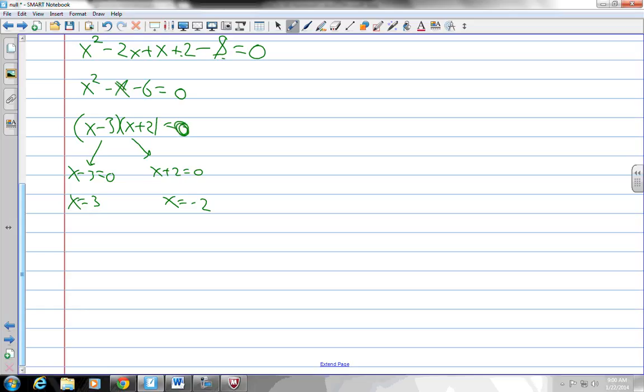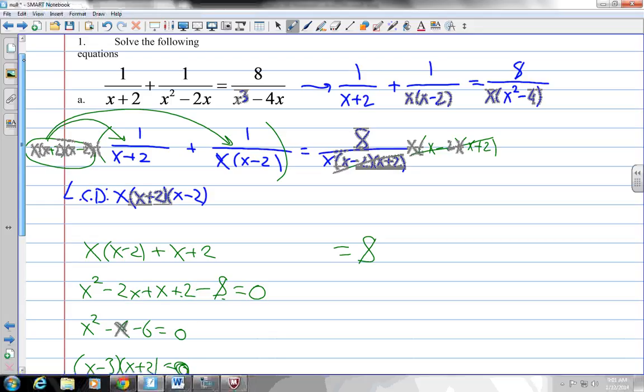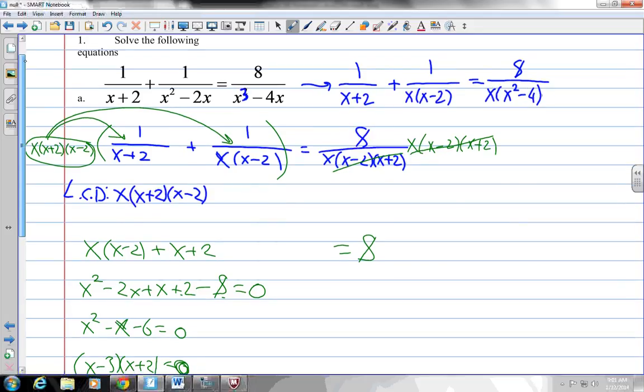You have to kind of check them. You don't have to, but what should you check? Right, that it doesn't make zeros in the denominator, because while solving this problem, we completely killed the denominators. So we solved this problem with complete disregard for the denominators.